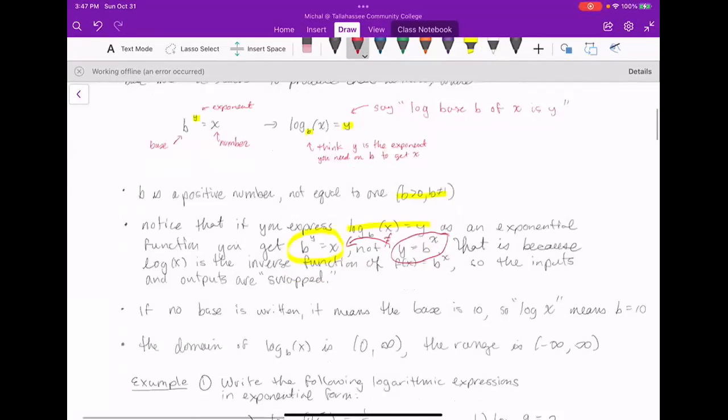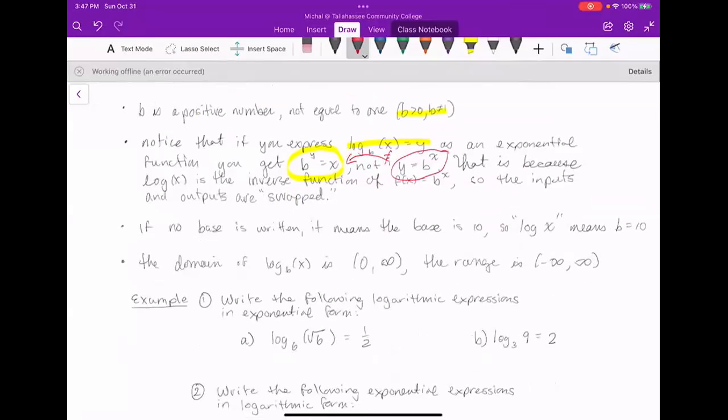All right, so it's important to note that b to the power y equals x is not the same as y equals b to the power of x. It's the inverse, okay? If I don't have a base written, so I just have log of x, that means my base is 10 because base 10 is our natural counting base.